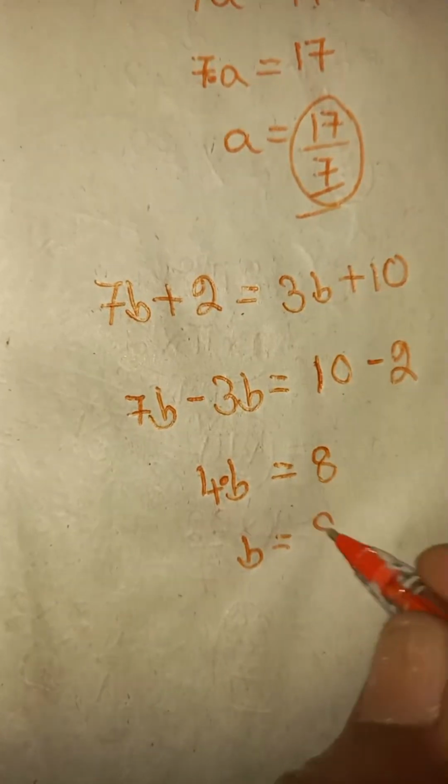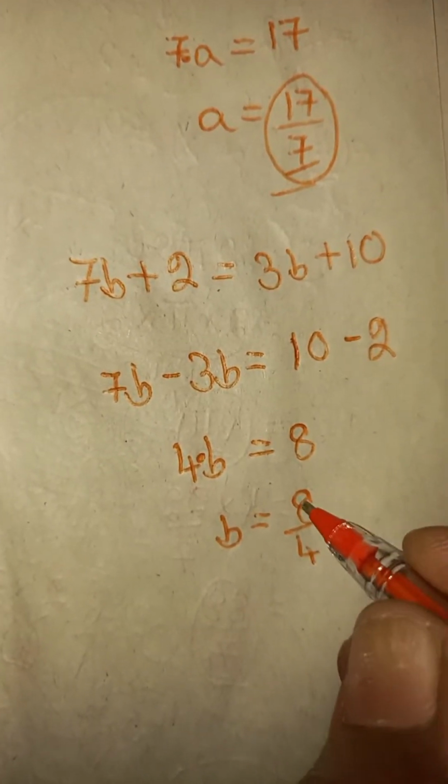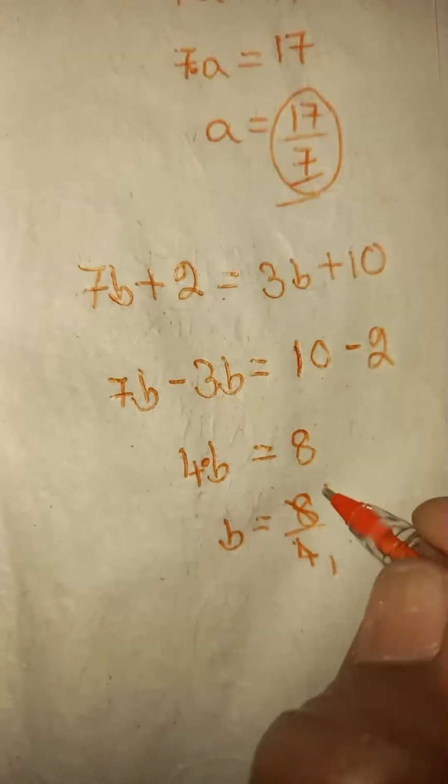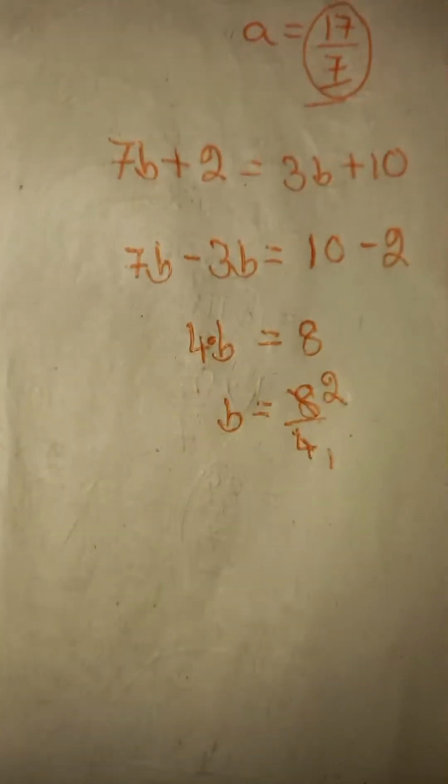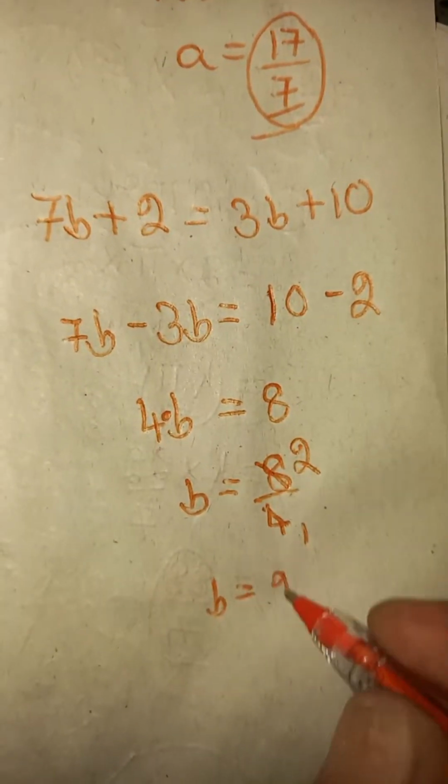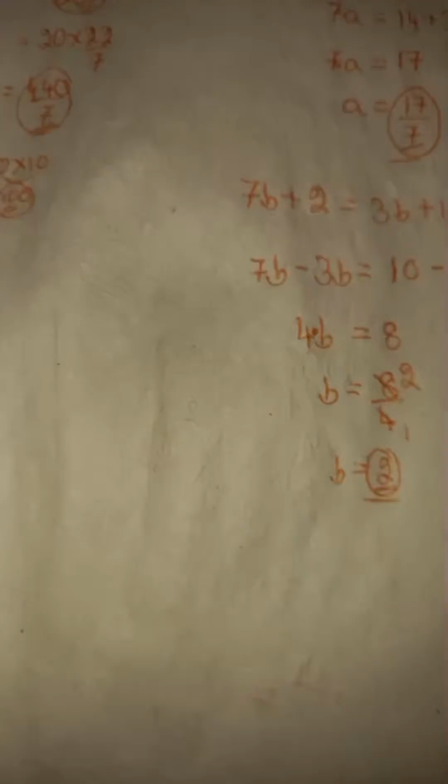So b is equal to 8 by 4. Now you can divide both. 4 1 times, 4 2 times is 8. The b value is equal to 2. Let's take one more problem.